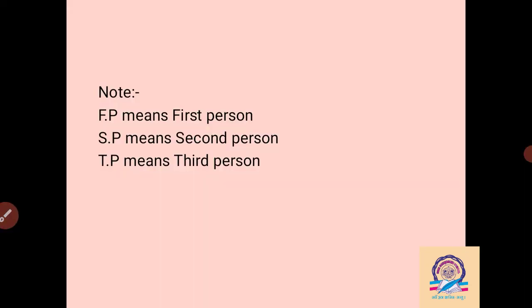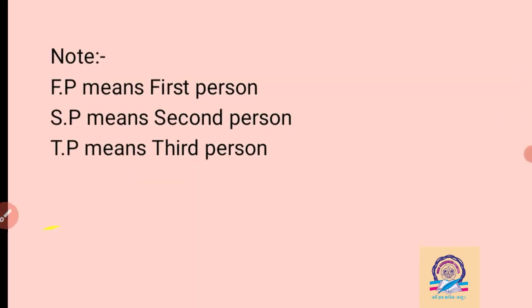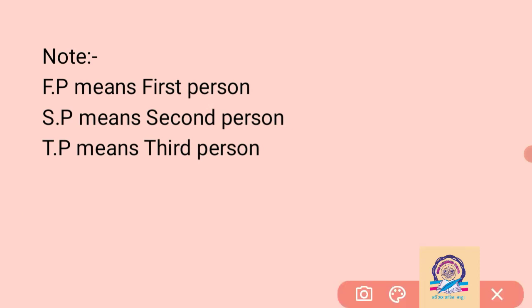Then FP. What is the meaning of FP? FP means first person here. First person means ourselves. The speaker is the first person here. If the speaker is only one person, then it is singular. And if the speaker is more than one, we. The word we is used here, the pronoun we is used for the first person plural.